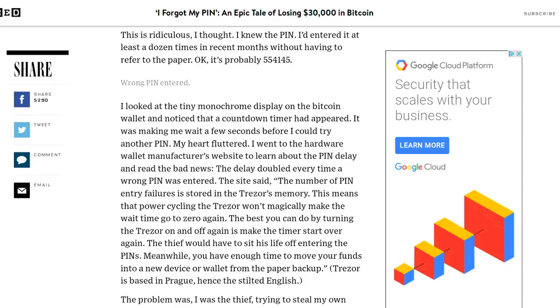So it makes you wait longer every time. Yeah, sure. That's good. The delay doubled every time a wrong PIN was entered. The number of wrong PIN entries is stored in the memory, and you can't power cycle it to make the wait time go to 0. The best you can do by turning it on and off is make the timer start over again.